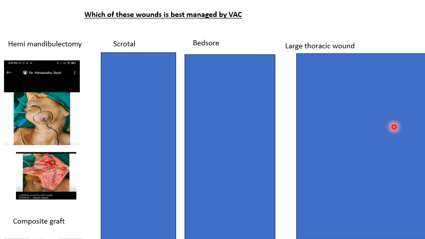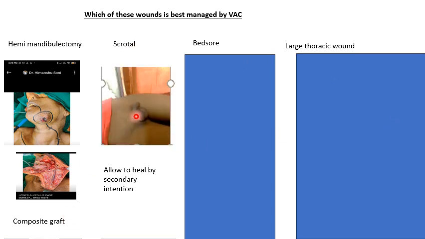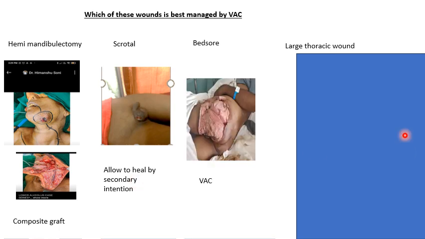What about the scrotal wound? Very small wound. You can allow it to even heal by secondary intention. So not in this situation. Look at the bed sore. Huge. Very difficult wound. This is not going to heal by secondary intention at all. Neither is there an indication to take a composite graft there because there is no bone loss. These are the ones ideal for a VAC. So this should be your answer. The ideal will be this image.